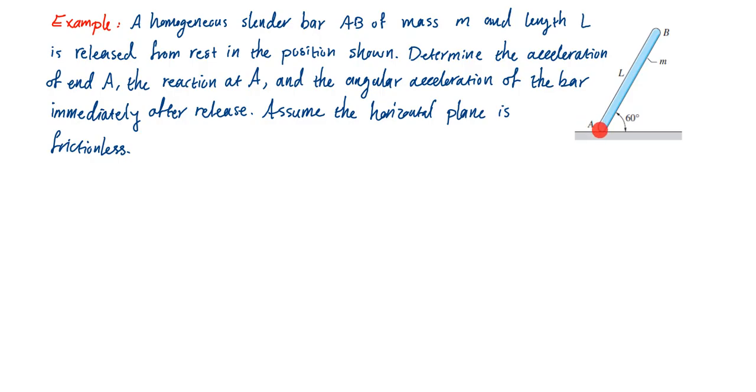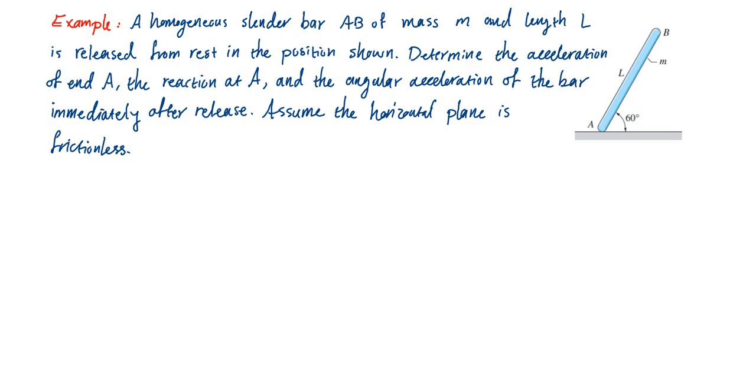How does this point accelerate? What is the reaction force at A, and the angular acceleration of the bar immediately after release? Now we're told that we can assume that the horizontal plane is frictionless, so no need to be worried about friction. Now, slender bar, you remember when we were talking about mass moment of inertia, we said a slender bar is a type of bar that we can safely assume that the width is very small compared to its length.